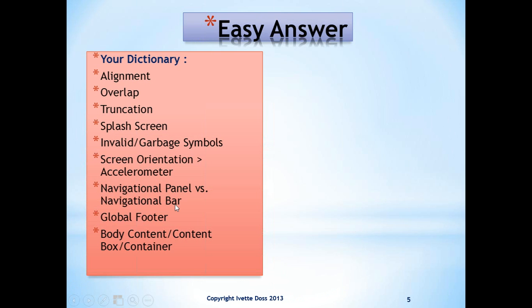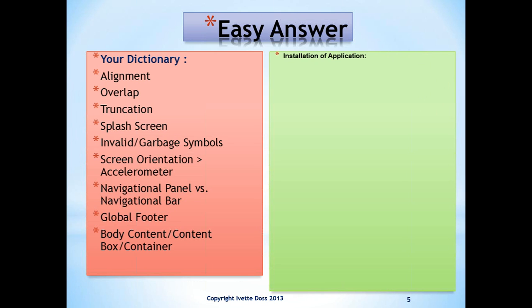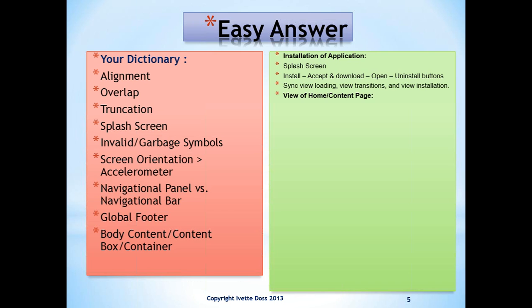Alright, so next, that was the easy answer. If we want something more interesting and more professional, we start with installation of the application. We talk about splash screen, install, accept, and download, open and install buttons. Sync view loading, view transition, and view installation are all issues we look for just during installation. When installation is complete, we check the view of the home and content page. As a general look, image and text alignment, we look at layout, so it fits the form factor well.